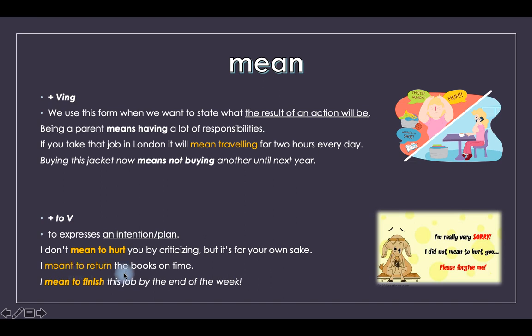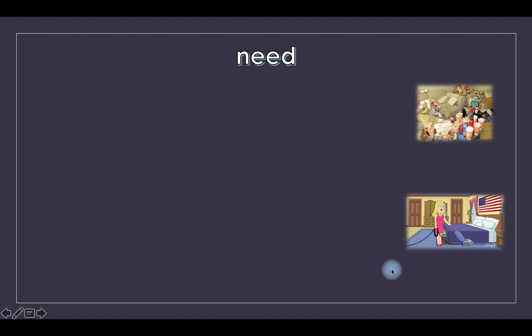I meant to return the books on time. I mean to finish this job by the end of the week. Like I want to finish this job by the end of the week. Hedeflemek. Right? Ben bu işi hafta sonuna kadar bitirmeyi hedefliyorum. Or I meant to return, like I wanted to return the books on time. So two different meanings of the verb depending on its form.